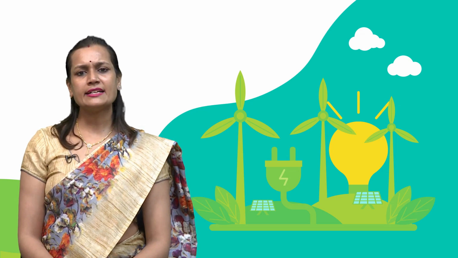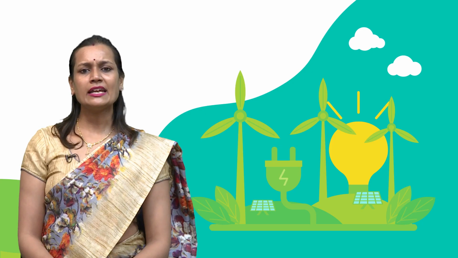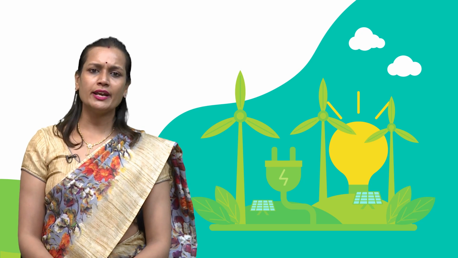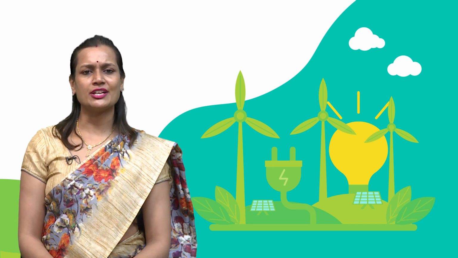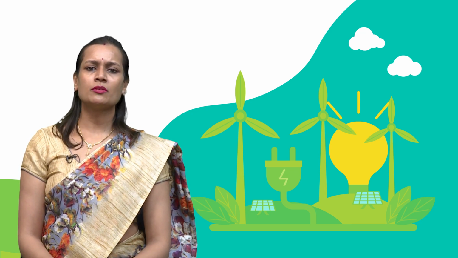Fourth, combined cycle power plants. Combined cycle power plants combine elements of both binary cycle and flash steam technologies. They can efficiently utilize higher temperature geothermal resources. High temperature geothermal fluid is first used to generate electricity via flash steam. The remaining lower temperature fluid is then used to heat a secondary working fluid in a binary cycle for additional electricity generation. Combined cycle power plants are effective in areas with geothermal reservoirs that have a wide range of temperature gradients.